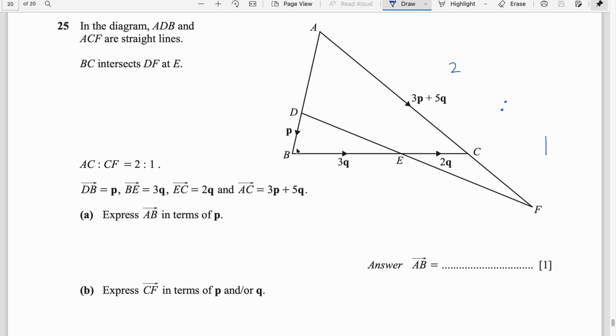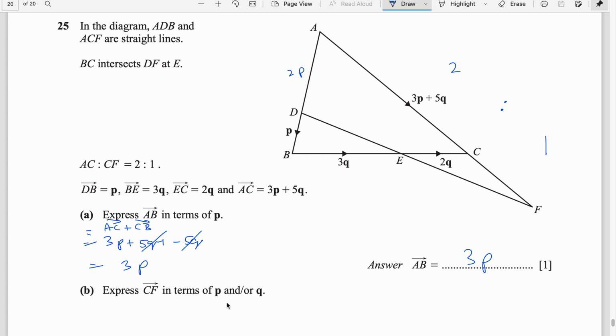So AB could be AC plus CB. AC is 3P plus 5Q and CB is 1, 2, 3, 4, 5 minus 5Q. And we are left with 3P alone. AB complete is 3B, so this must be 2P.